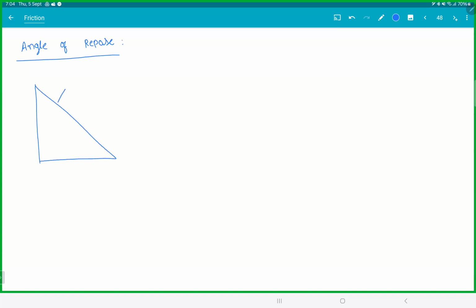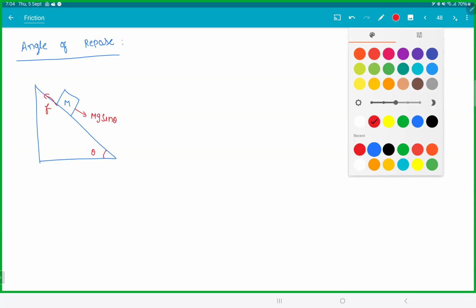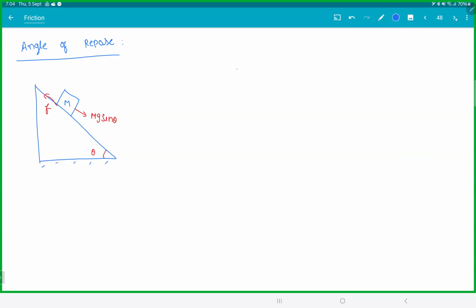So you're going to take an incline here, and when you put a block of mass m, if you see these forces here, we have mg sine theta, and this is your friction. Since it is in equilibrium, we'll have F is equal to mg sine theta, and this must be less than or equal to mu N. This is for no slipping.